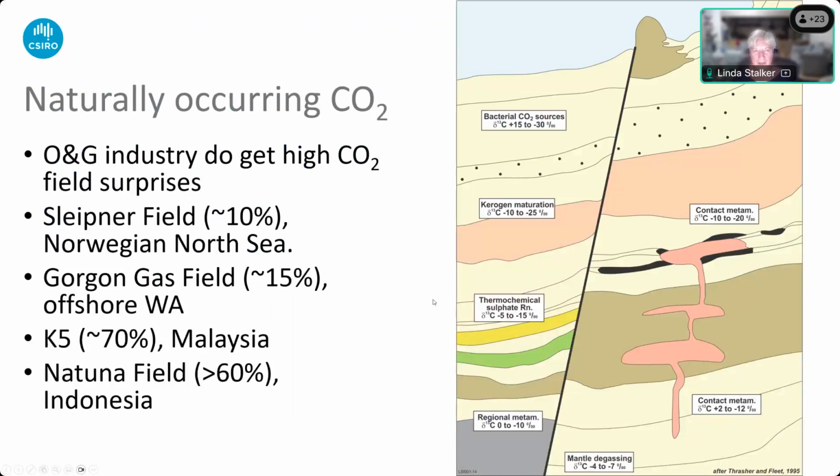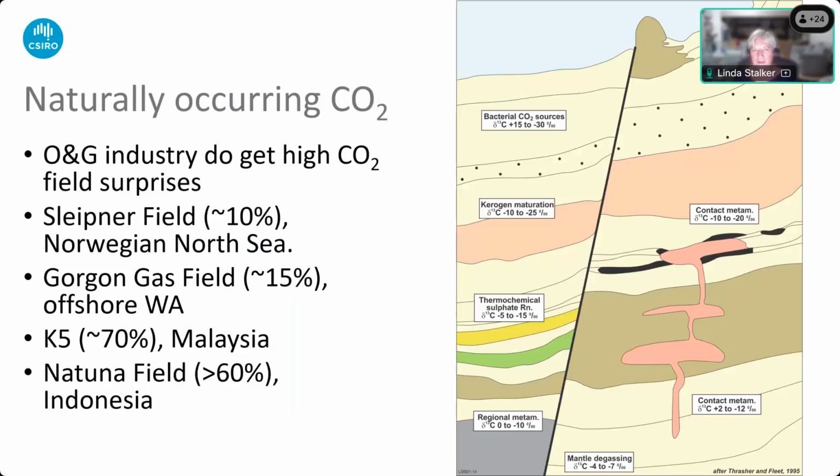CO2 does get around a bit, it is naturally occurring. When I did work at Statoil, I was working on the Sleipner field for exploration and production, and it had about 10% naturally occurring carbon dioxide in it. So one of the things that we were trying to understand was, where did it come from? We've seen over the years that the oil and gas industry does get surprises. They would rather avoid hitting high CO2 fields, but some of the fields these days can be quite high, particularly in the Southeast Asian region, where the K5 field in Malaysia is approximately 70% CO2.